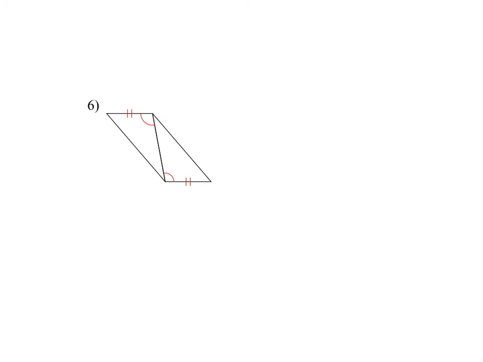Okay, so number 6, again, I can prove that this angle, the side is congruent on both of them. So by side, angle, side, I know that those two triangles are congruent to each other.